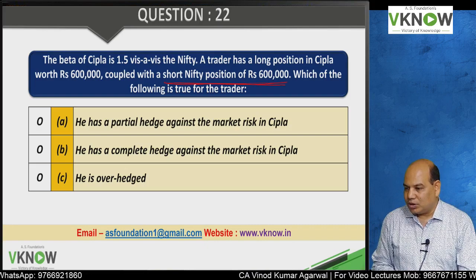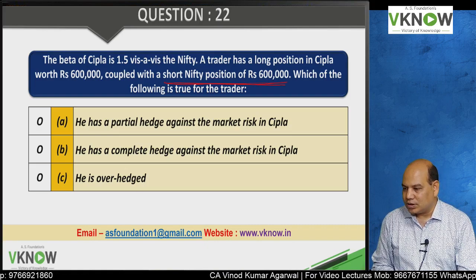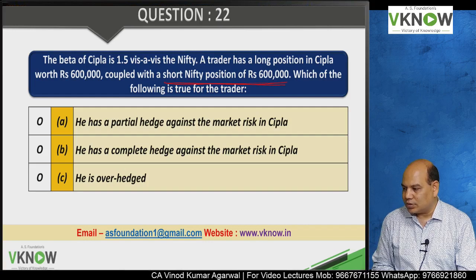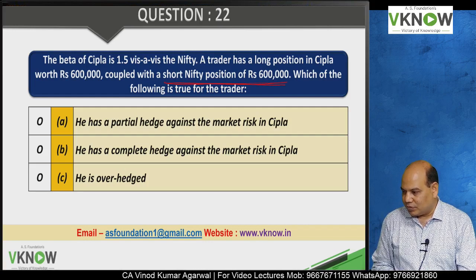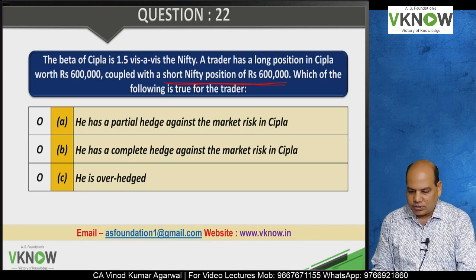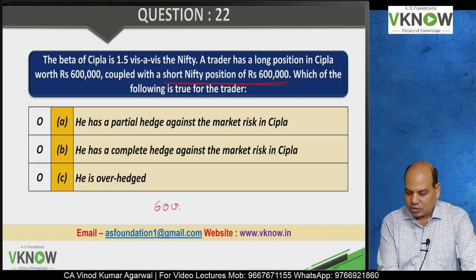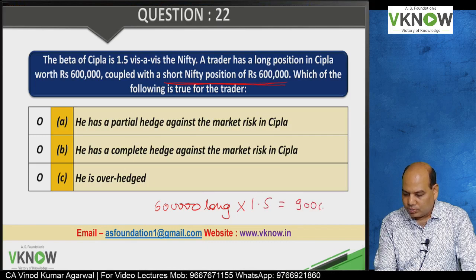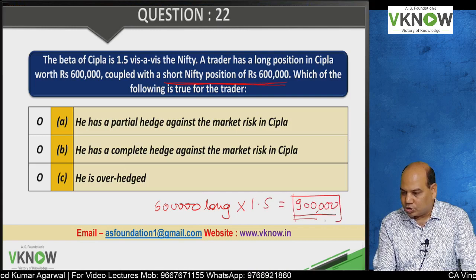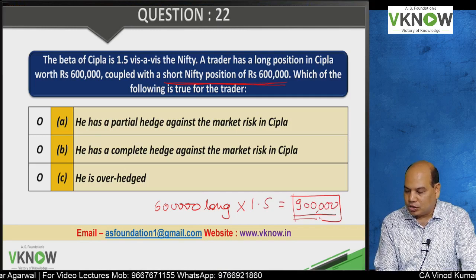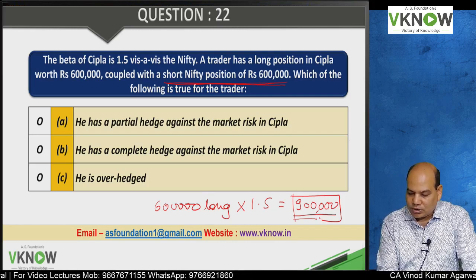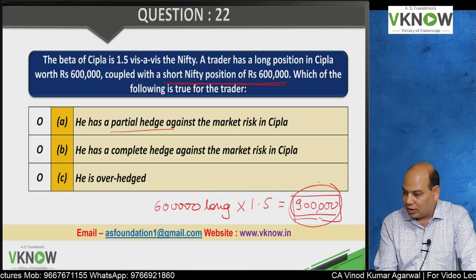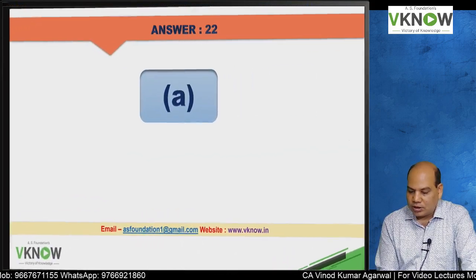22. Cipla beta 1.5, Cipla long position 6 lakh, short position Nifty 6 lakh. Is he partially hedged, fully hedged, or over hedged? 6 lakh rupees long position multiplied by beta, in order to fully hedge, he should take a short position of 9 lakh. But he has taken a short position of only 6 lakh. He is partially hedged, not fully hedged. He has to short index future of 9 lakh. So tick mark answer A.